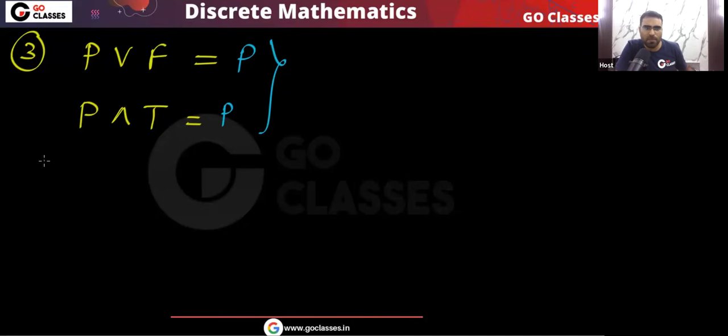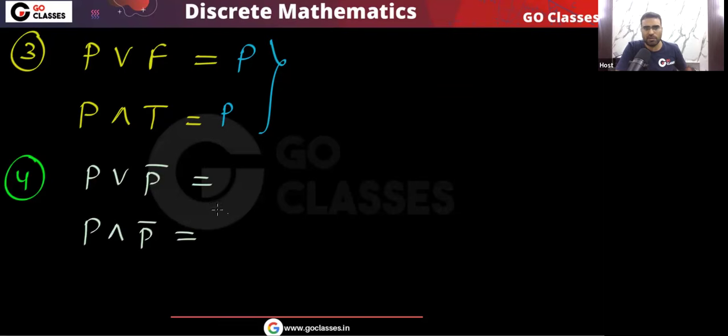Now let's see the next one. What is the fourth one? Tell me, what is P or P bar? If I do P or P bar, what will I get? If I do P and P bar, what will I get? P or P bar will be true, yes or no? Because one of them will definitely be true. If P is false, then P bar will be true. And if P is true, then also this will be true. One of them will definitely be true and one of them will definitely be false. So P and P bar is going to be false.